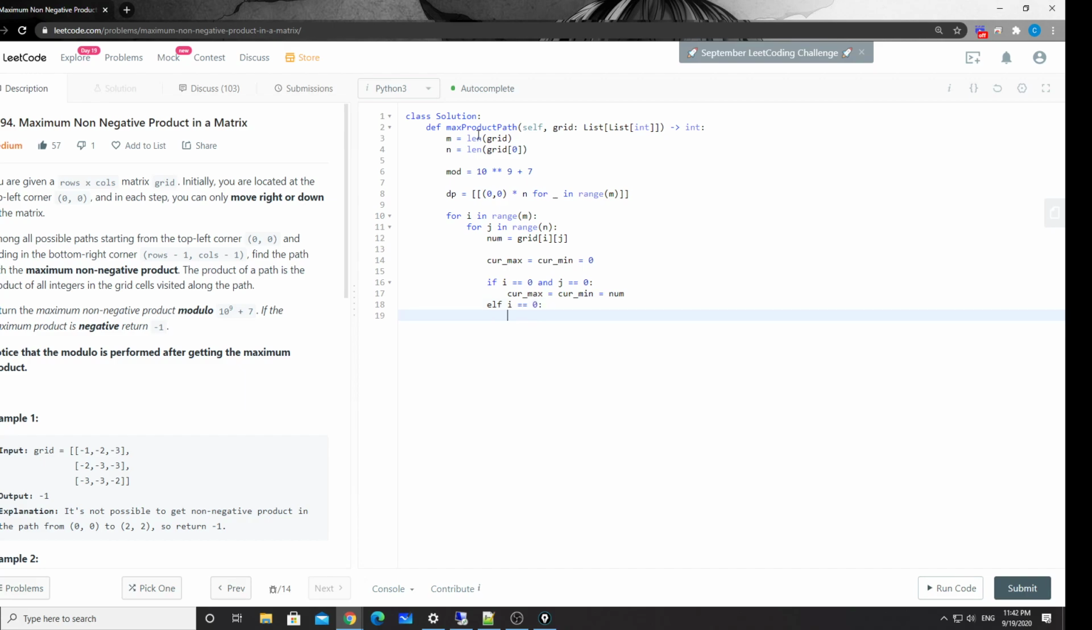Else if i equals to 0, this means that the current max equals to what? Equals to the max of the dp of i and j minus 1, because we're only relying on this one here, and times number. Okay, and then I'm going to copy and paste here.